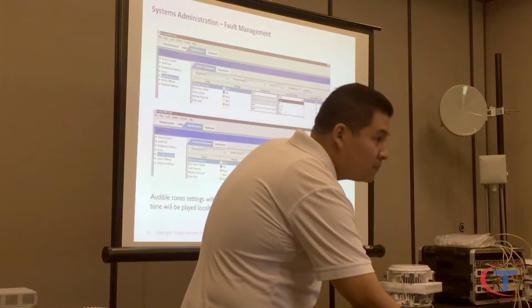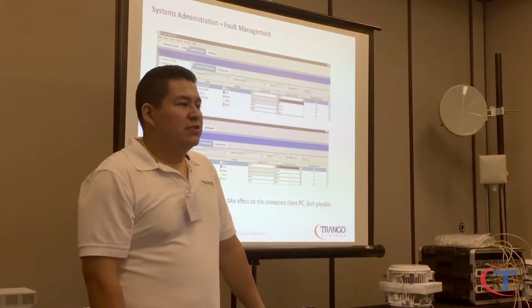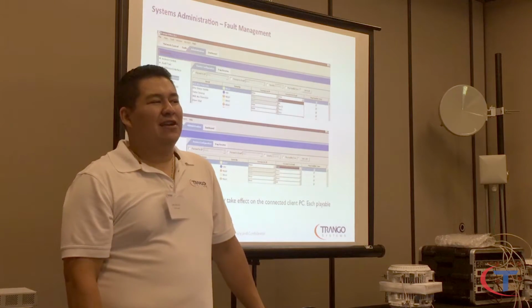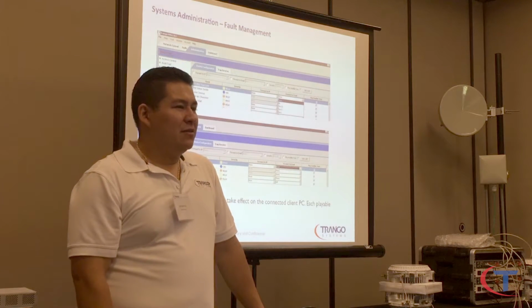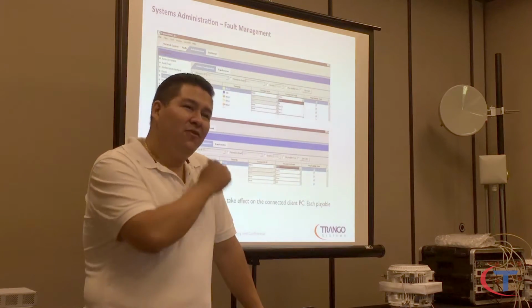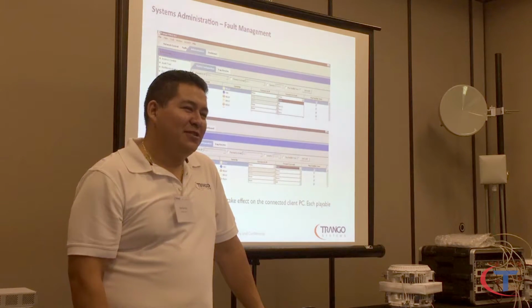How often does it poll or ping the equipment? It can be configurable from 60 seconds to 2 seconds. I would recommend having a 60-second poll. Anything below that, you're going to get flooded, and the SNMP is not going to be really happy on the Trango side.